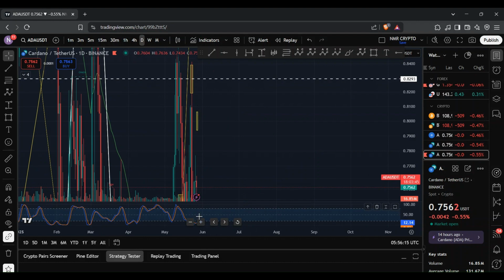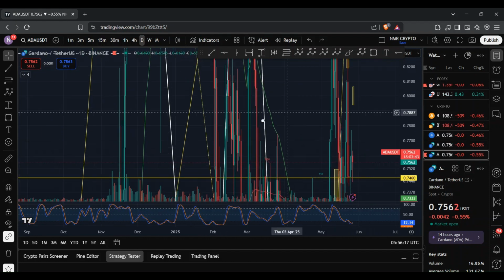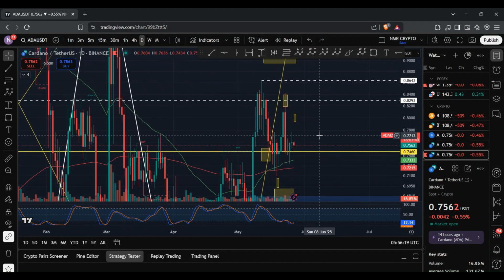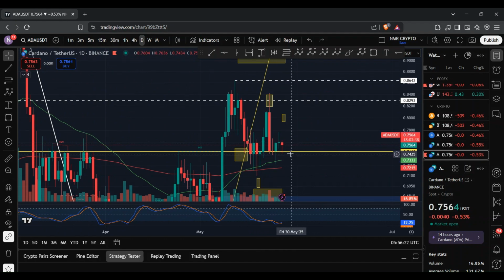And on the daily chart, we are also oversold on the stochastic RSI, as you can see. And so we are still looking fairly good. And in my opinion, this would be a good opportunity to be dollar cost averaging. But of course, this is not financial advice. It's just my own personal opinion.